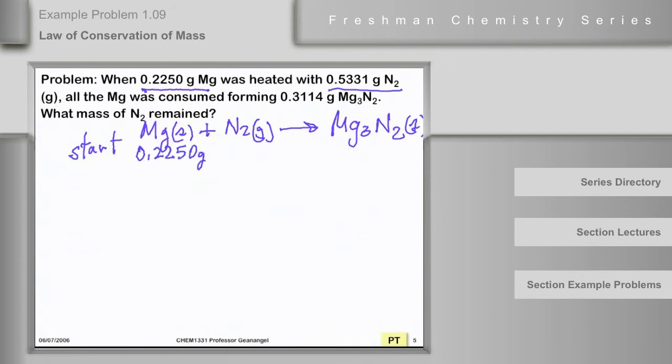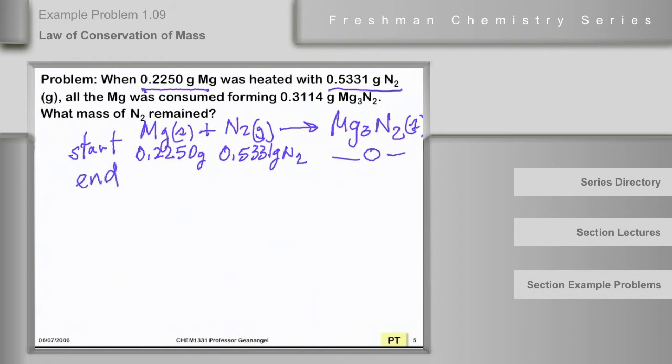0.2250 grams of magnesium and 0.5331 grams of dinitrogen. And how much magnesium nitride at the beginning? 0. None. It hadn't been formed yet because this is the start. The reaction hasn't occurred. Okay, now we'll turn up the heat and let everything that's going to happen, happen.